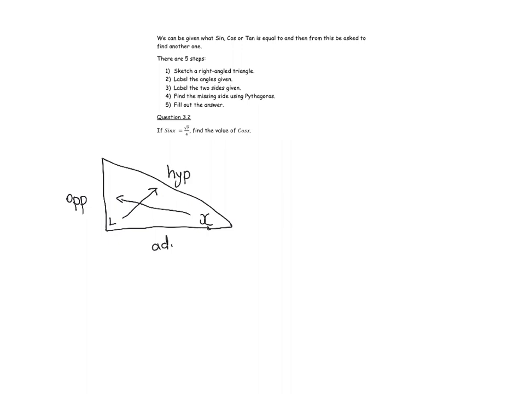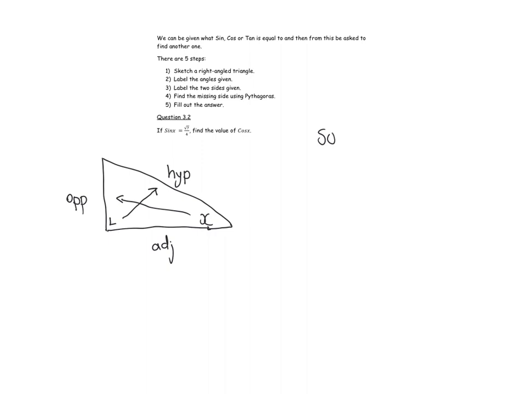Now, this is best explained with an example. Question 3.2 says, if sine of x is equal to the square root of 7 over 4, find the value of cos of x. So the first thing we do is we just write out a right angle triangle. It can be any right angle triangle, it doesn't really matter. So we have here that the angle is x. The angle opposite x is what we label the opposite. Opposite the right angle is the hypotenuse, and the remaining side is the adjacent.